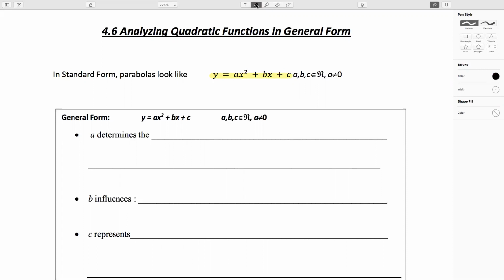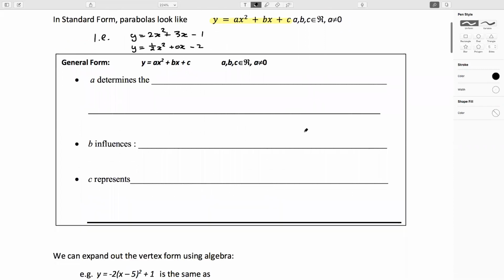You can come up with any kind of examples you want. You could have an example like y equals 2x squared plus 3x minus 1. You could have something like y equals 1/2 x squared plus 0x minus 2. Both of those are quadratics.